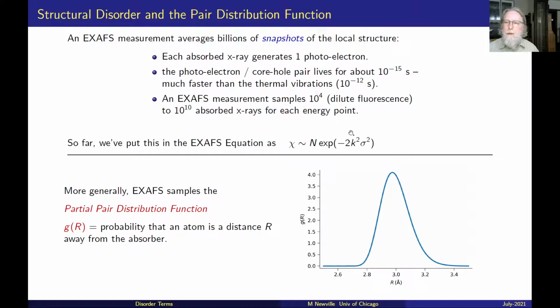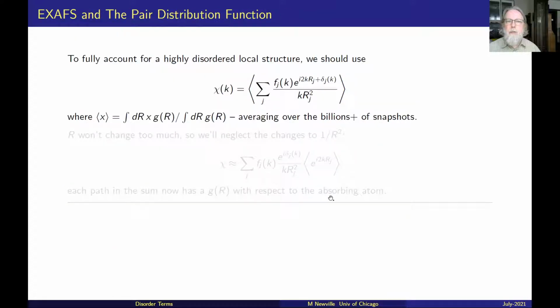But in general, we don't have a single sigma squared, a single Gaussian distribution of distances around the atom. We have a partial pair distribution function. G of R is the probability that an atom is some distance away from the absorber. So your pair distribution function might look like this, which is not quite Gaussian. It's got a longer tail on one side than the other. The longer tail might be on the low R side or the high R side. So there's a couple ways we can handle this.